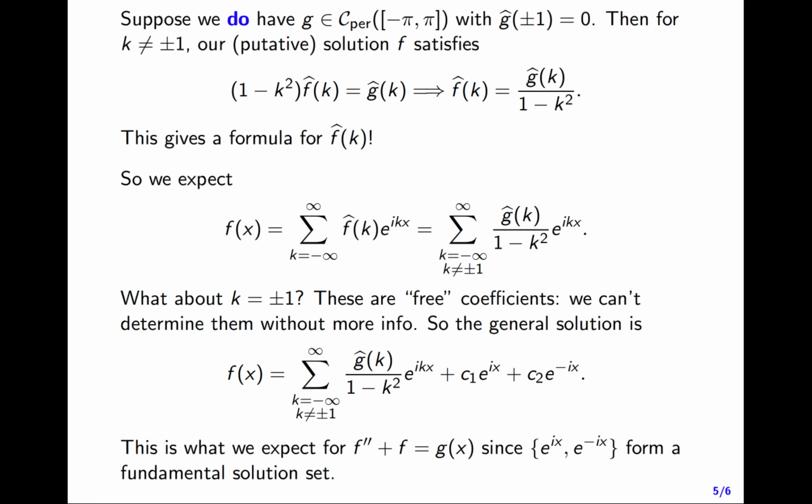And this is exactly what we expect for the ODE f double prime plus f equals g, since e to the ix and e to the minus ix are a fundamental solution set for this ODE. We should be able to add in an arbitrary linear combination of these two functions. So this is my general solution represented in terms of Fourier series. And other than my restriction on what g has to be, this looks a lot like what I would get in the past. A particular solution, this big series monster, plus a linear combination of the fundamental solution set.